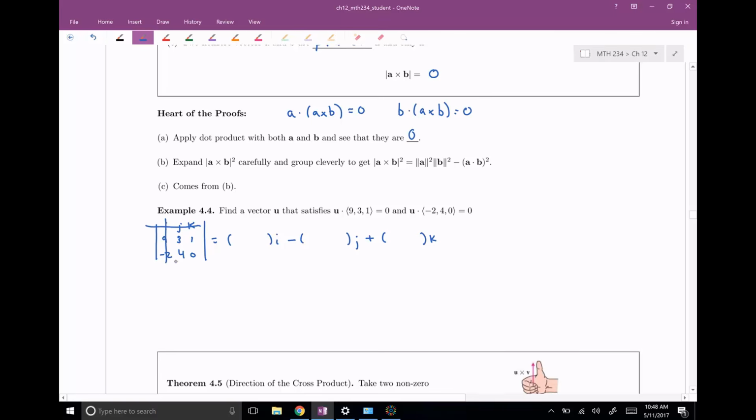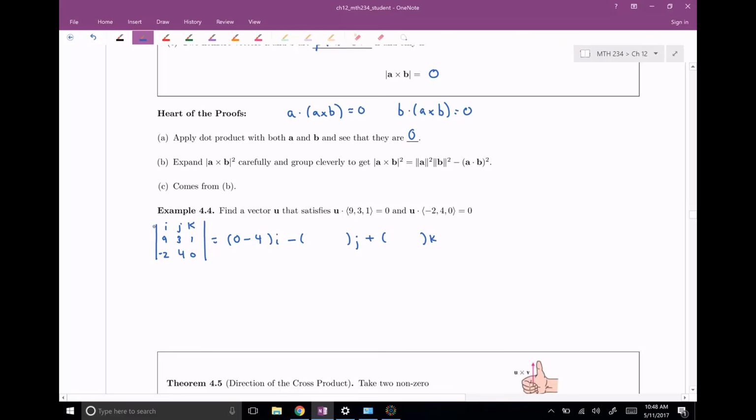Okay, so if I cross off this first row and the first column, let me just do it in blue here. I'll have 3 times 0 is 0, minus 1 times 4 is 4. Okay, easy enough. Let's get rid of these. I don't want to get the 2 at all. Ah, dang it. I knew I was going to do this.